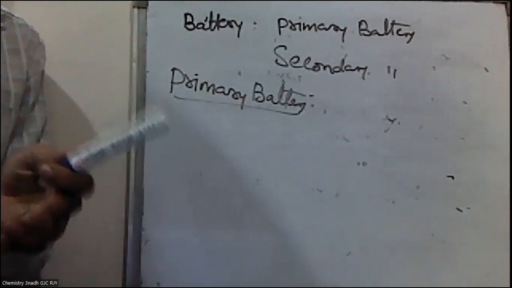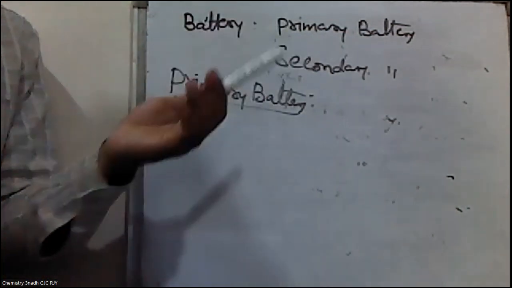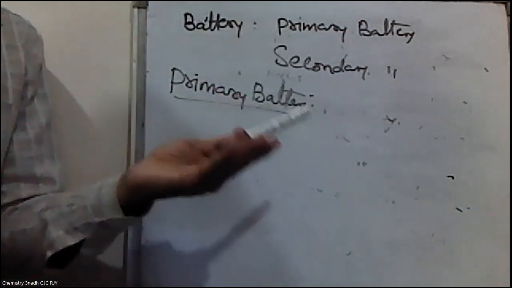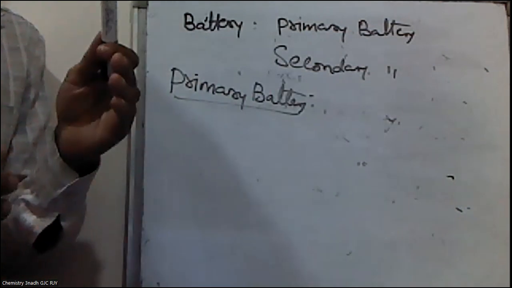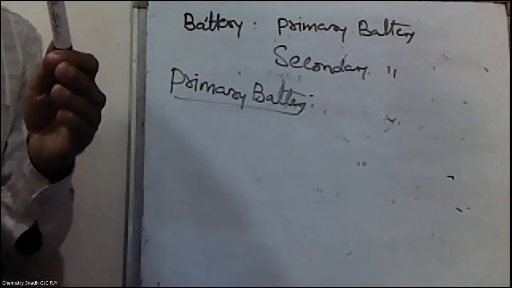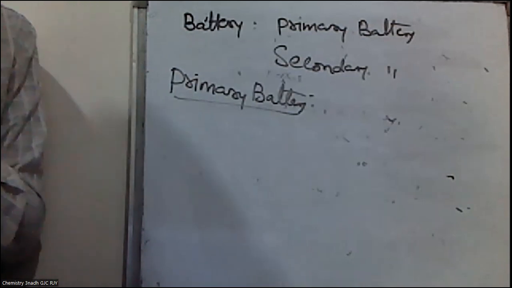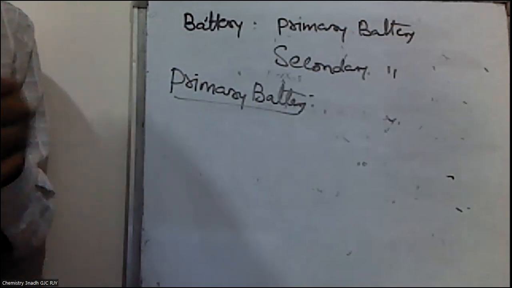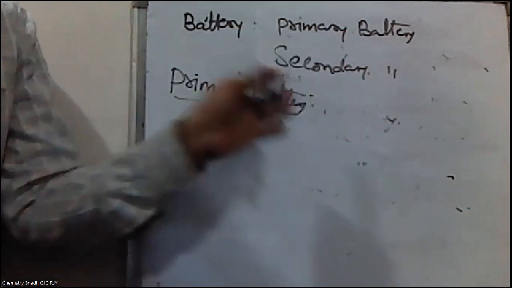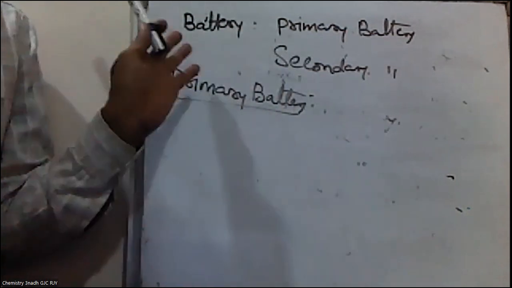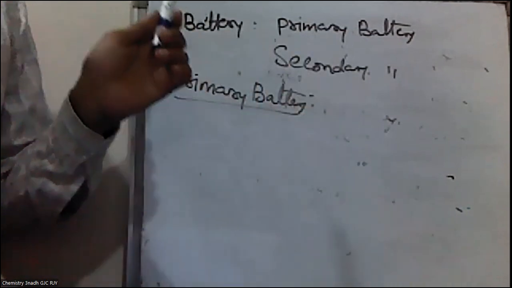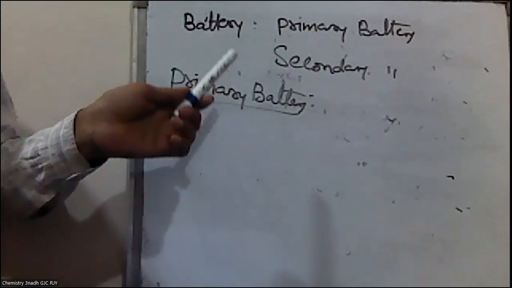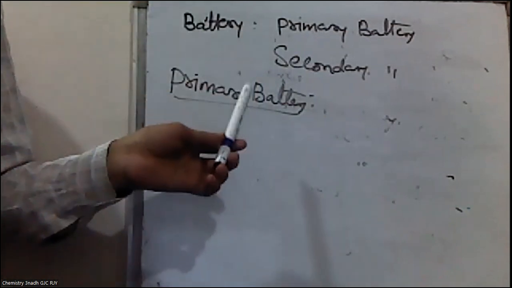Examples are the batteries in our watches and in our remote controls. All these are primary batteries, because once they are used up, the usage is over. After a certain period of time the cell reaction will be completed, and they will become dead and cannot be reused. The battery which cannot be reused is called a primary battery. The most familiar example of this type of cell is the dry cell.